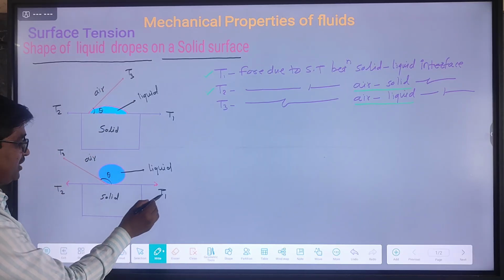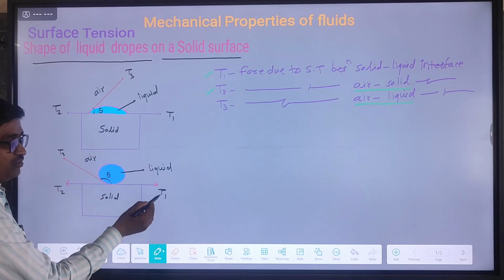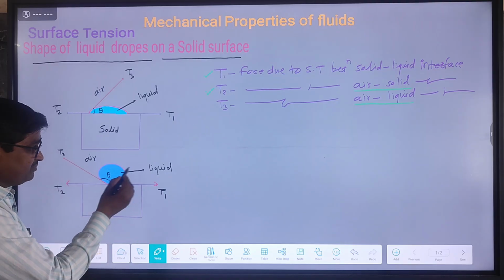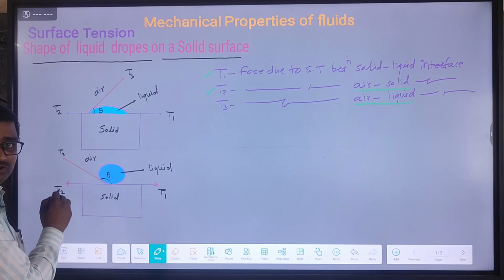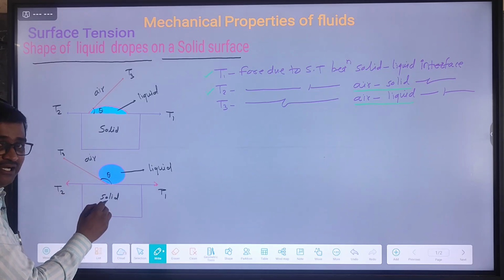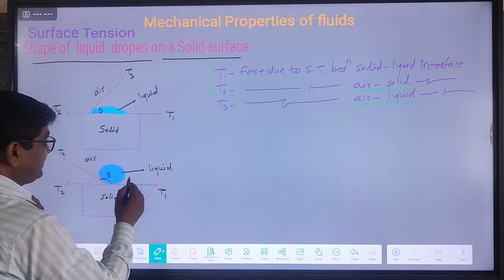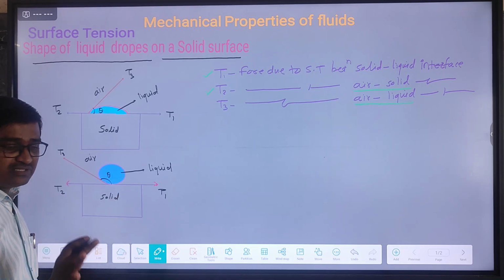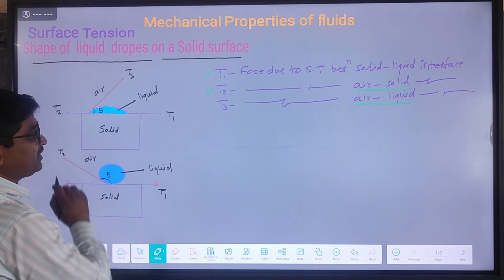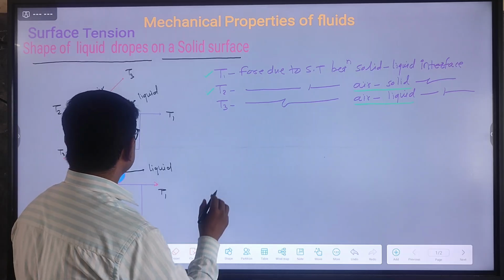Let's see here, T1, T2 and T3. T1 indicates the force due to surface tension between the liquid and solid interface. T2 indicates the force due to surface tension between the air and solid interface, and T3 indicates the force due to surface tension between the air and liquid interface. Is it clear? Now, according to the equilibrium condition, let's see here.